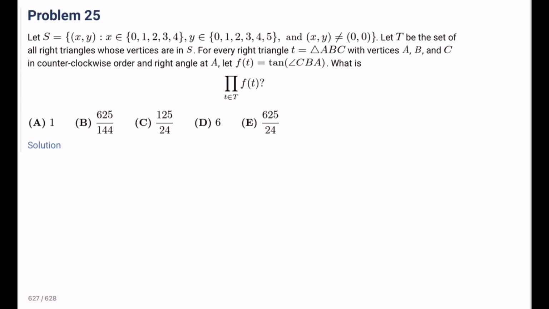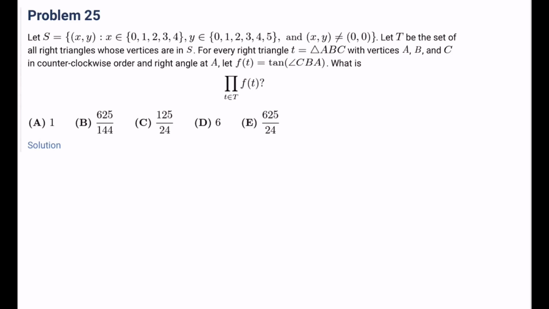Last problem, number 25. Let S equal (x, y), where x is from 0 to 4, y is from 0 to 5, and (x, y) is not at the origin. Let T be the set of all right triangles whose vertices are in S. For every right triangle in T, triangle ABC with vertices A, B, and C in counterclockwise order with right angle at A, let f(T) equal the tangent of angle CBA. What is this, right? But then this basically means the product of every tangent, so the product of every tangent of every right triangle that you can make in there.